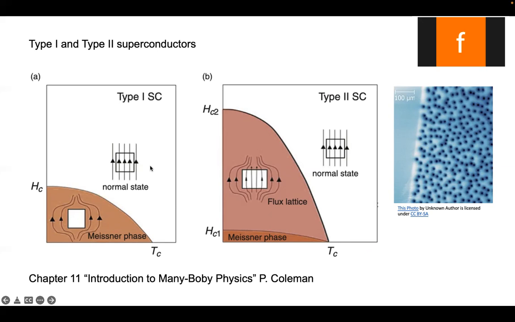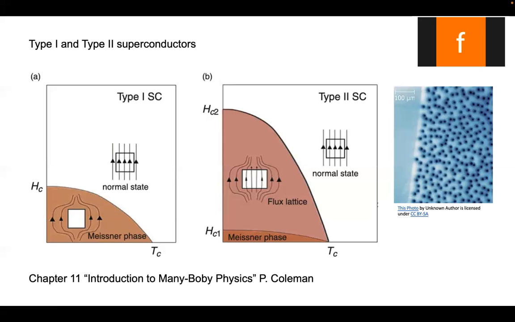So for a type 1 superconductor, whenever you cross those critical values, and if you apply a magnetic field, then the magnetic field will enter fully into the sample. But if you are in the region called the Meissner phase, the superconductor expels any magnetic field. So here we have a perfect diamagnet. So we have only two phases for type 1 superconductors: normal phase and Meissner phase.